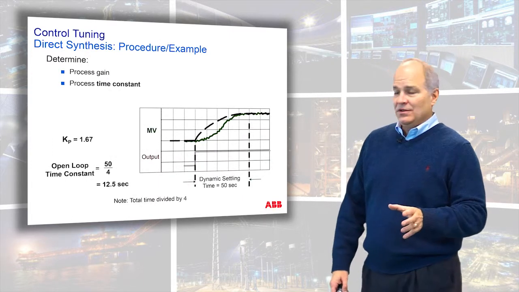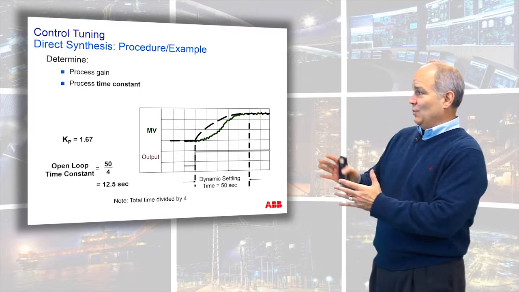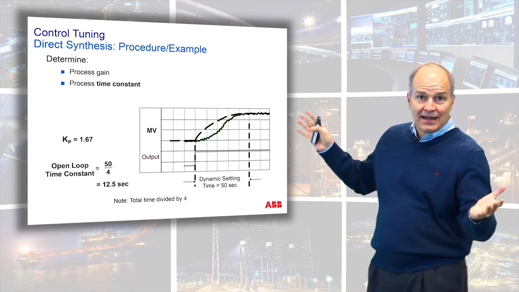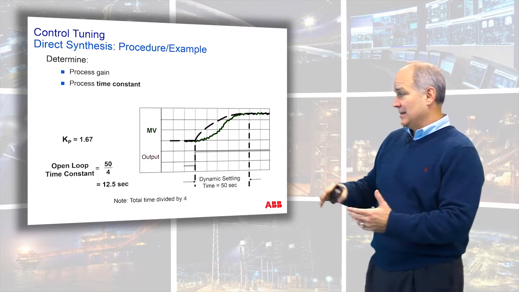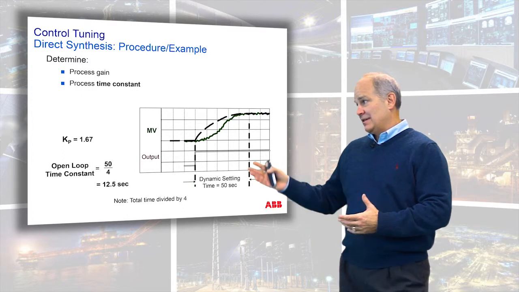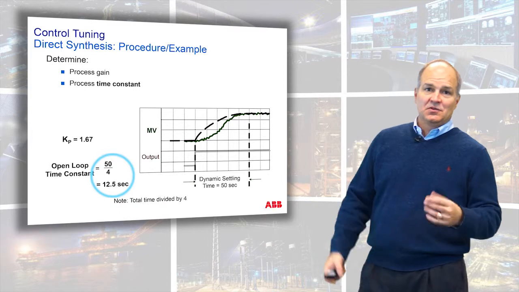The other thing you want to do now is calculate the time constant. Basically, I like to take when this thing settled, call that the dynamic transition time, and divide that by 4, or the dynamic settling time. So in this case, it took roughly 50 seconds divided by 4, that's 12 and a half. So 12 and a half seconds.